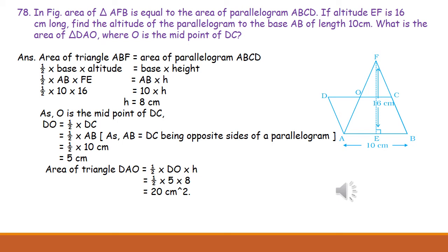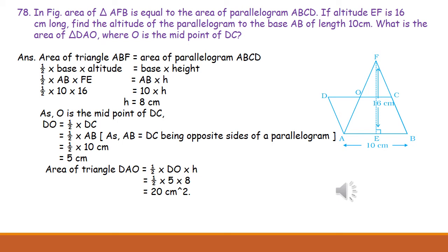Because ABCD is a parallelogram, and in a parallelogram opposite sides are equal, AB and DC are equal. If AB is equal to 10 centimeter, DC will also be equal to 10 centimeter. So DC is equal to 10 centimeter, DO is equal to half into DC, that is half into AB, that is half into 10 centimeter, that is 5 centimeter.